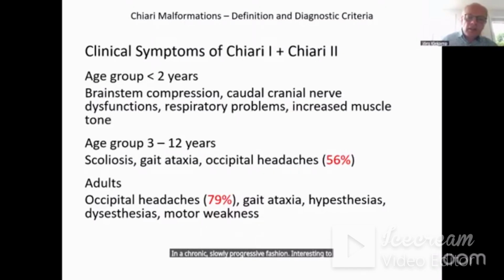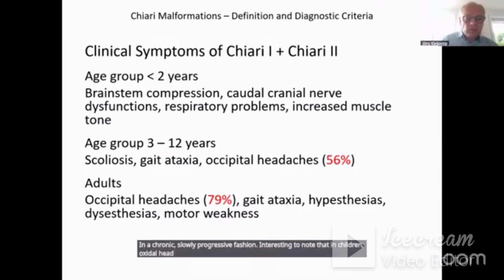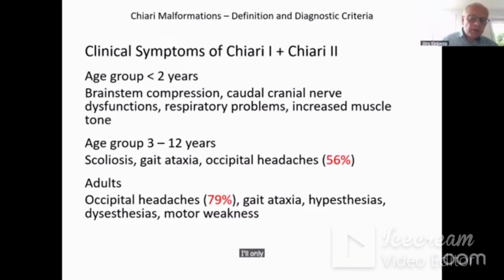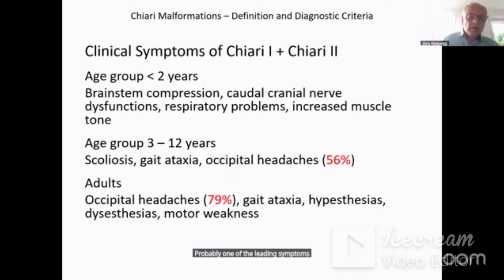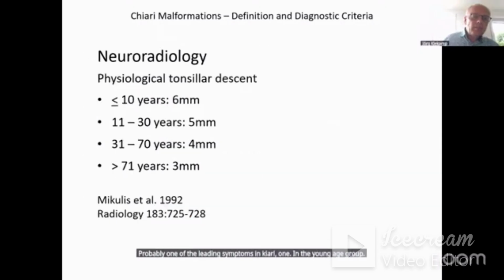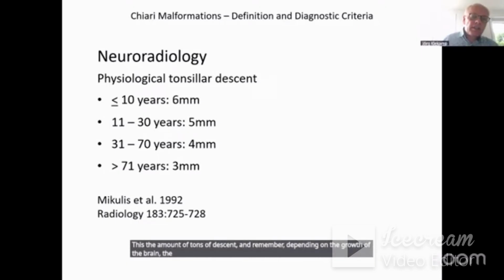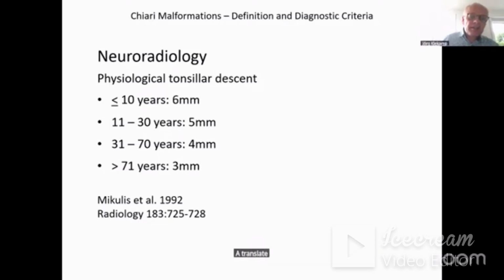Interesting to note that in children, occipital headaches affect only about half of the patients, whereas it's very common in adults. And scoliosis is probably one of the leading symptoms in Chiari 1 in the young age group. So what you have to check when you see a patient, look at the amount of tonsillar descent, and remember that depending on the growth of the brain, the growth of the skull, a tonsillar descent of 6 millimeters is normal in a child up to the age of 10, whereas the 5 millimeter applies to patients between 11 and 30.